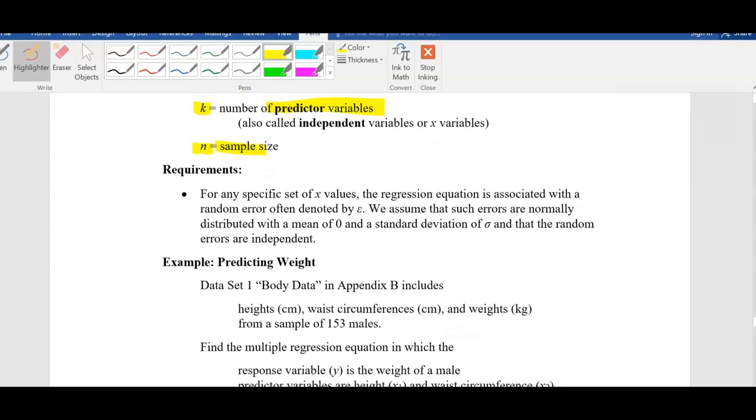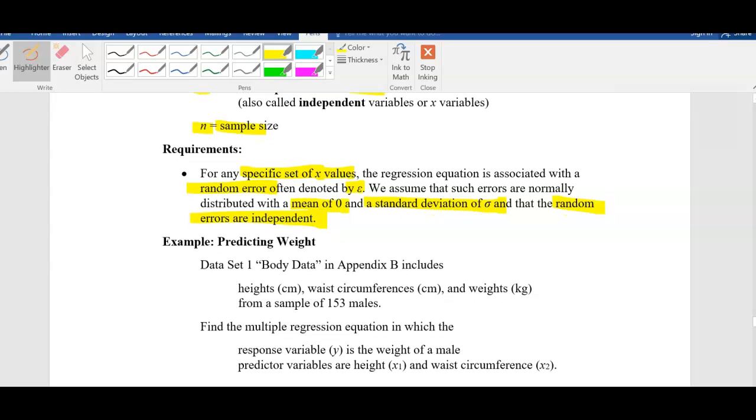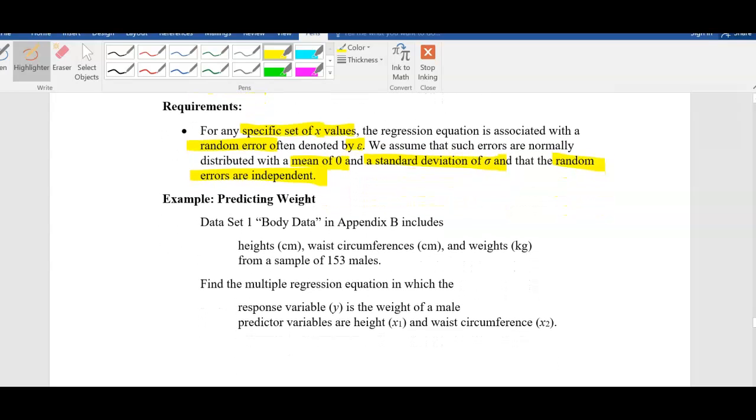Requirements. We have to have a specific set of x values, so it has to be specific. It can't be random. The regression equation is associated with random error, often denoted by epsilon. Such errors are normally distributed with a mean of 0 and a standard deviation. The random errors are independent of each other, which we'll talk about a little bit, not a lot.